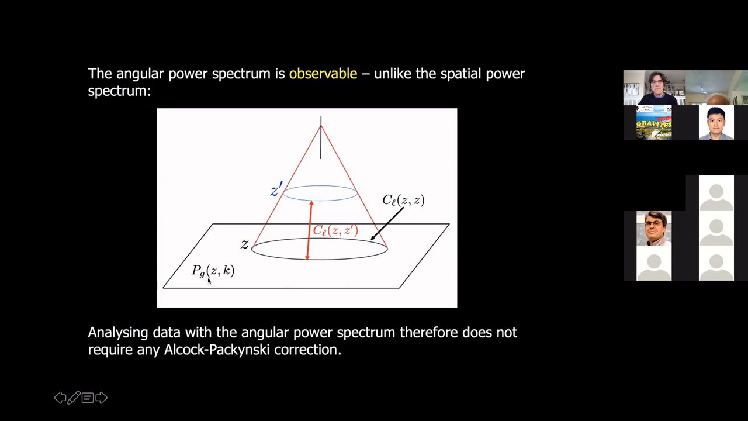And in particular, if you do use the power spectrum for your analysis, you have to have an Alcock-Paczynski correction because you need to assume a model in order to interpret your data. Whereas since C_ell is observable, you do not need to assume any cosmological background model in order to interpret or model your data.